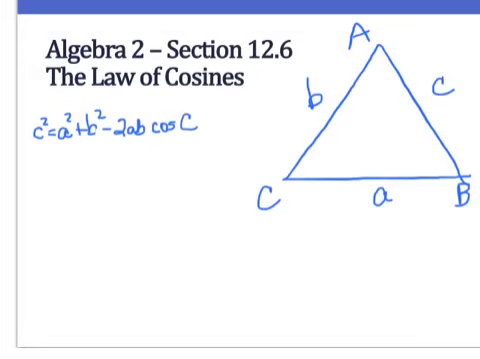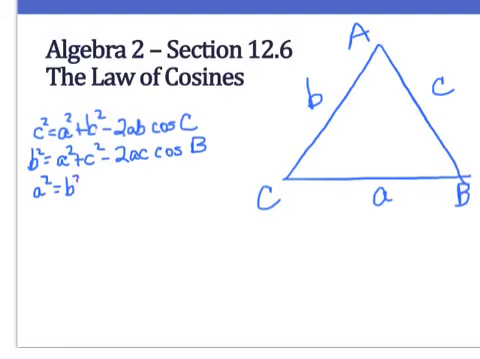And what you may notice is that the side in the beginning and the angle at the end have the matching letter. And it's also true for the other two sides. So we can rephrase this and go B squared is equal to A squared plus C squared minus 2AC, and then cosine of the opposite angle. And the same is true for the last one: A squared is equal to B squared plus C squared minus 2BC cosine A. And this is the formula we can use to solve triangles even if they're not a right triangle.